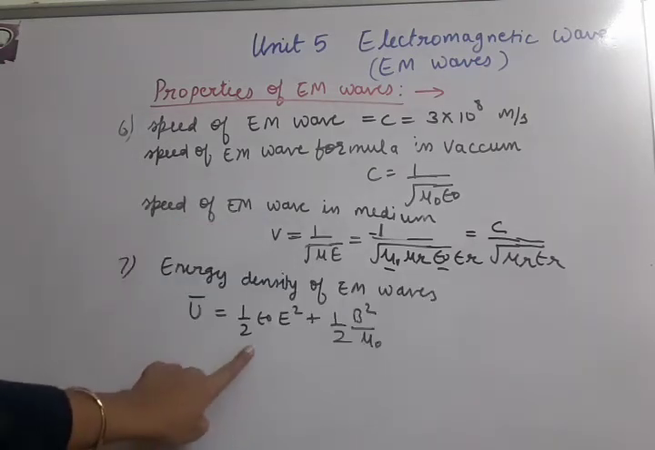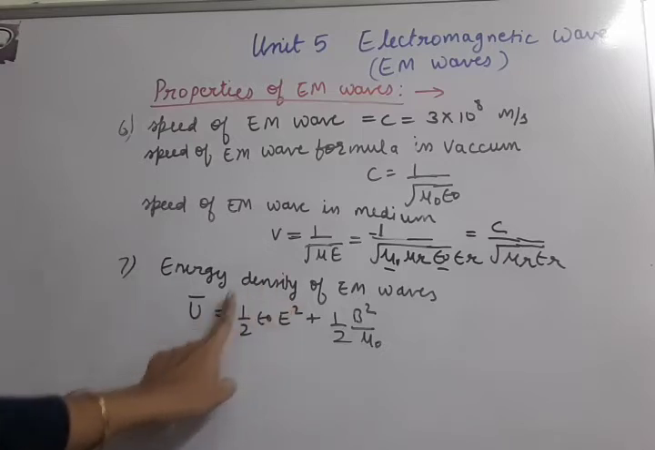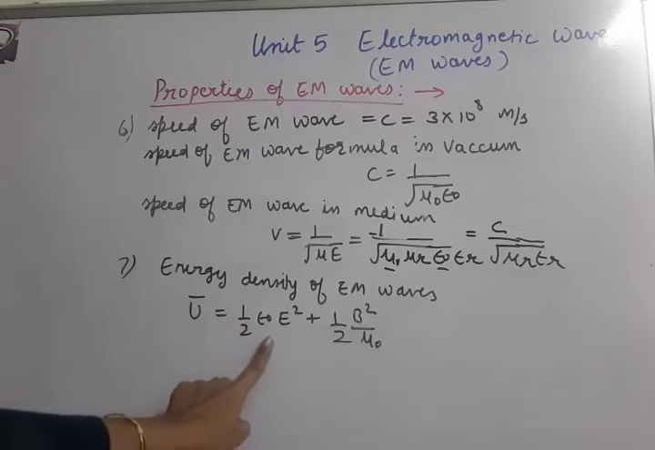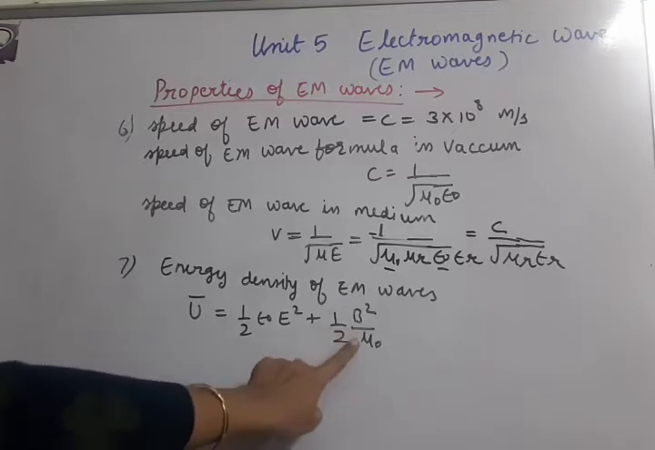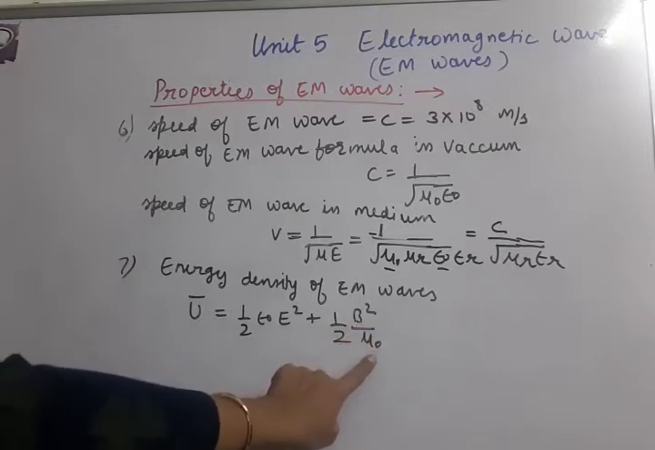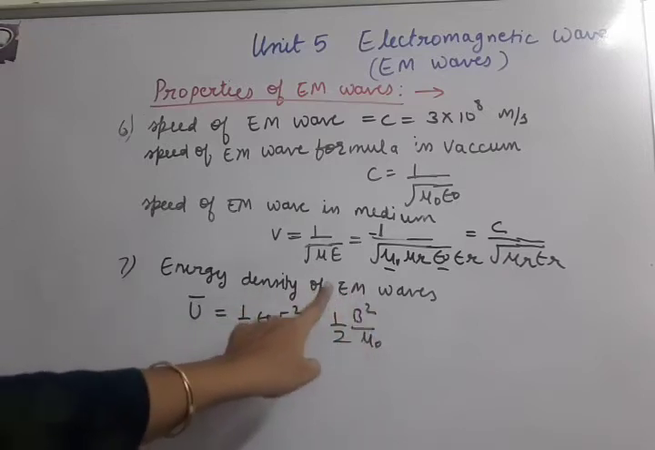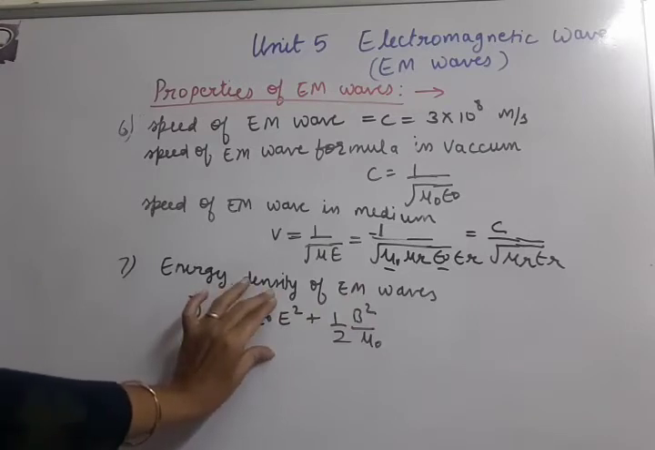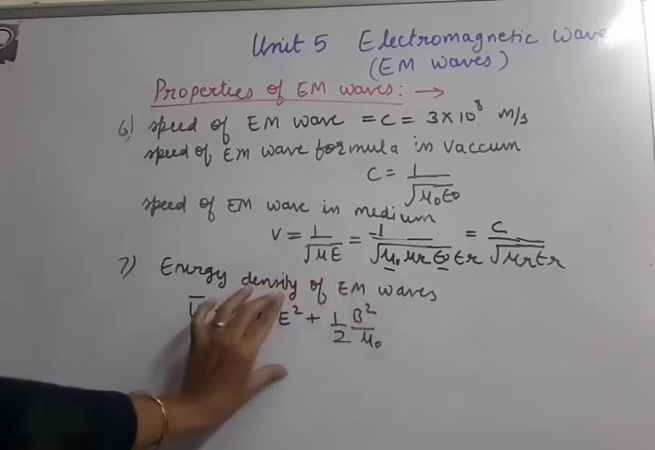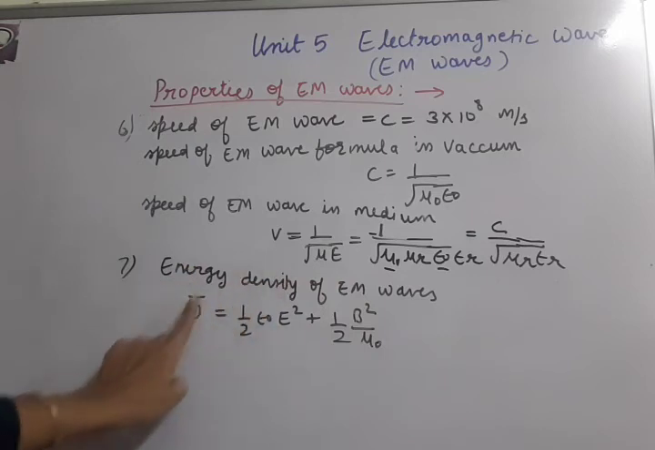You need to remember the energy density of EM waves. The energy density of electric field is this, which we have done in unit number 1: half of epsilon 0 E square. And the magnetic field energy density is half of B square upon mu 0. So what should be the total energy density of EM wave? We need to add the electric field energy density and the magnetic field energy density. This will be the energy density of EM wave.